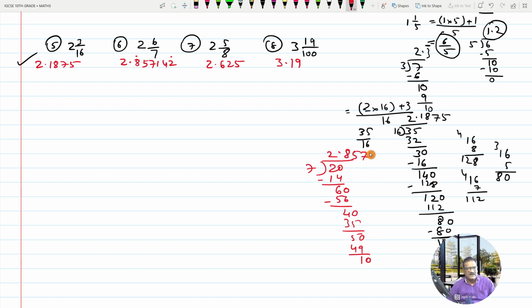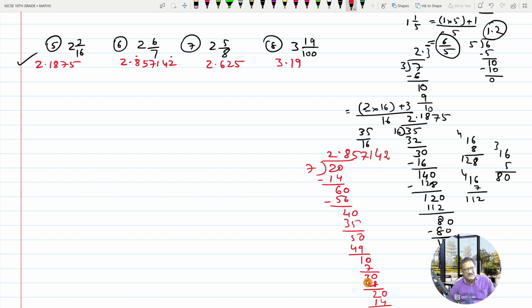Now 7 ones are 7, 7 twos are 14, so 7 ones are 7. 3 is the remainder, take 0. 7 threes are 21, 7 fours are 28, so 4, 28. Then I get a 2 and take 0 now. So 7 twos are 14 again, so I got a 2 now.